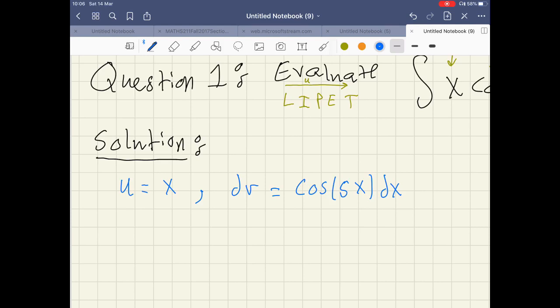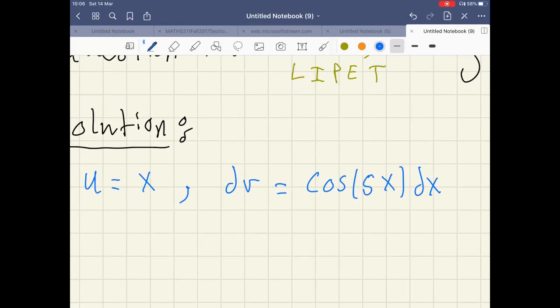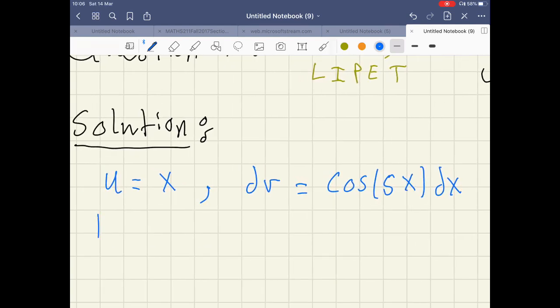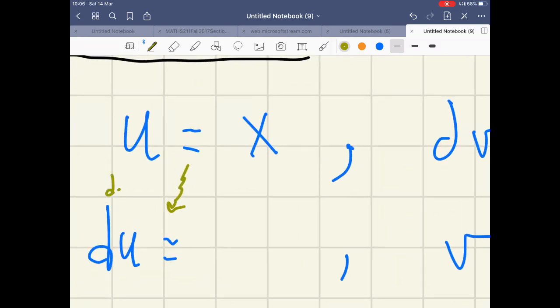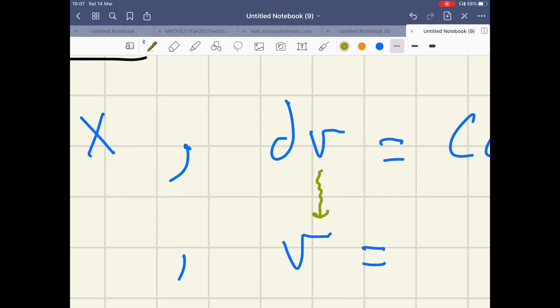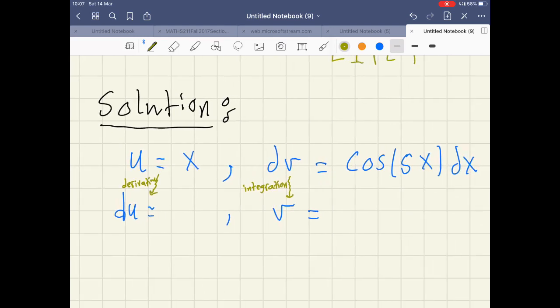The next step is we need to find two pieces of information. We need to find du, which means the derivative of this function, and we need to find v, and v is the integration of this function. So here we will take the derivative, and on this side we will do integration. So two things we need to do, derivative and integration.